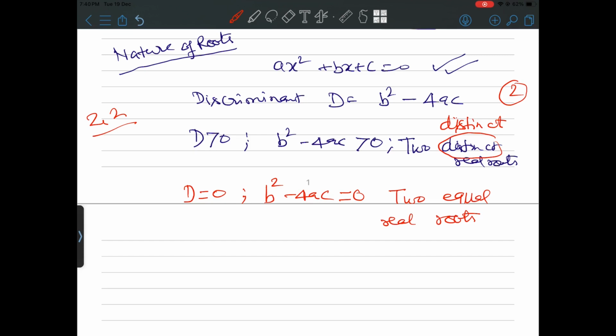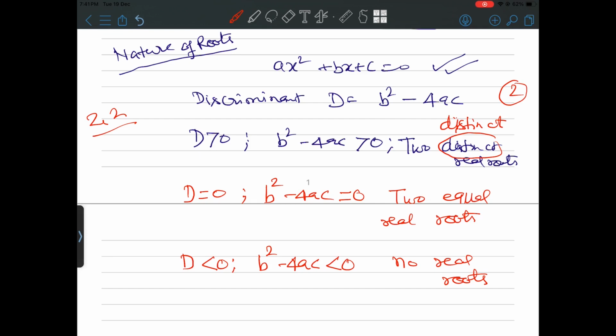The next condition is when you find that your discriminant is negative, right? A negative value. So what will happen in that case? Your b square minus 4ac will be negative. In this case, there will be no real roots. You will say that there are no real roots, right? So there will be imaginary roots. That concept will come in complex numbers in class 11.